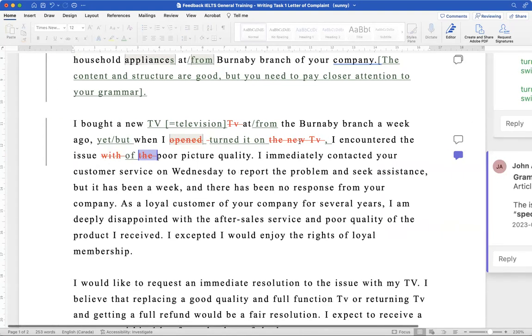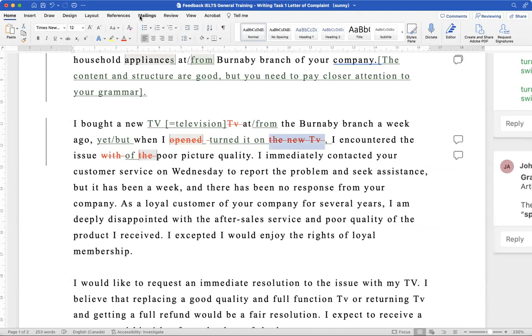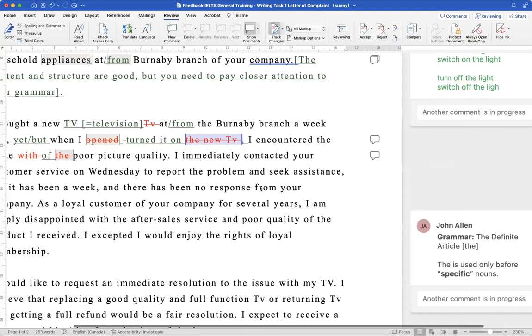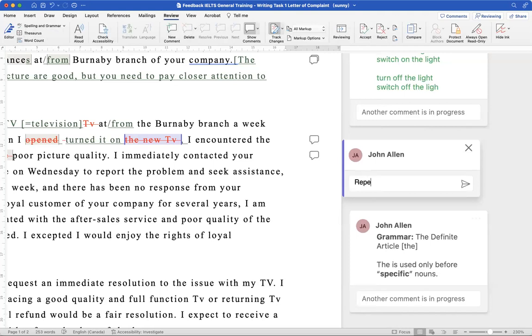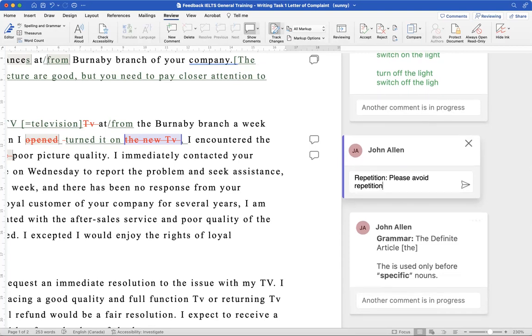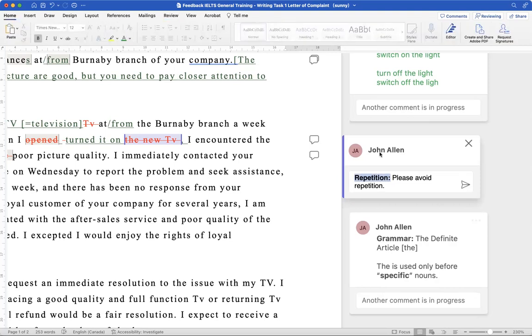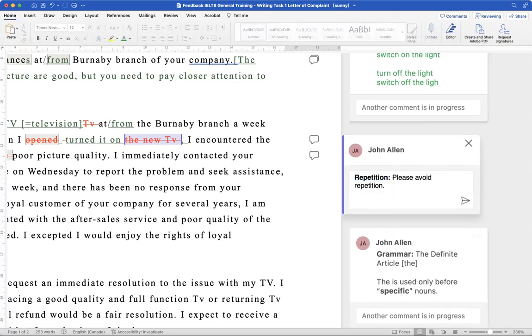Okay. And here we said repetition. You should avoid repetition. You shouldn't repeat the same words. Repetition is not a good idea. Repeating the same ideas or repeating the same words and phrases in your sentences or paragraphs is not a good idea. Please avoid repetition. Okay, here, for example, you talked about the new TV. So instead of the new TV, if you want to use it for a second time, it is singular, you can say it.